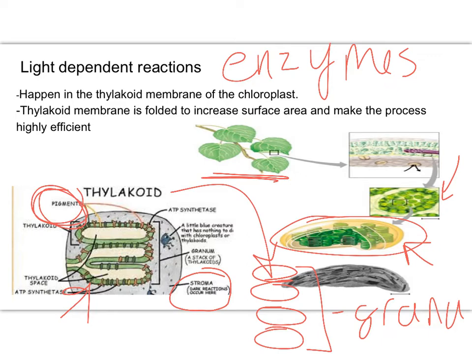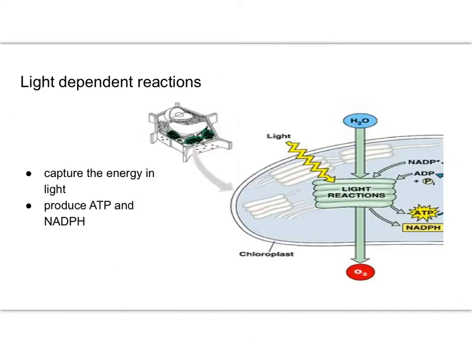And the folding of the membrane is what allows for that increase in surface area. So the main job of the light reactions is to actually capture the light energy. Okay? So they're trying to capture the energy that's in the light, and they're going to produce ATP and NADPH, both of which are needed to power the Calvin cycle. So if the light reactions aren't working, then the plant cell isn't producing ATP and NADPH for the Calvin cycle.